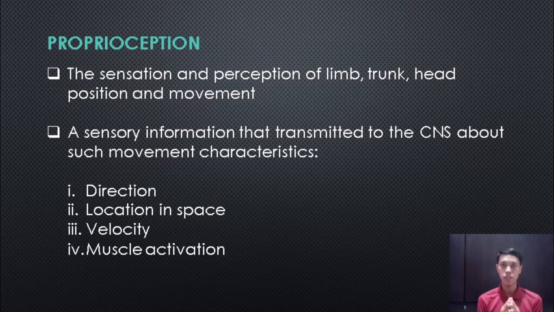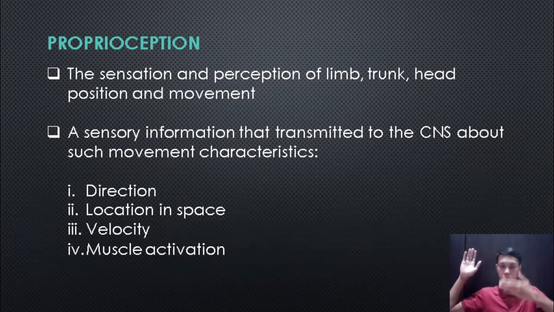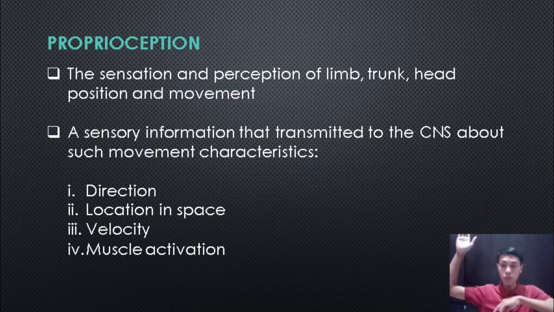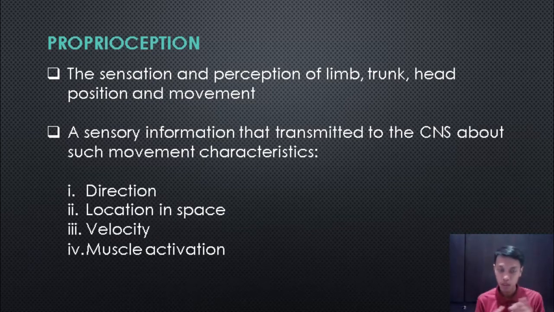velocity and muscle activation. To let you guys easily understand what proprioception is, I'm going to do some demonstration here. So let's say if I let somebody grab my hand and put it somewhere, without my vision, I still can know where my hand is going, so it is going upwards. Besides, we also can tell how fast the movement is, so either it is going slower or faster. So that's proprioception.